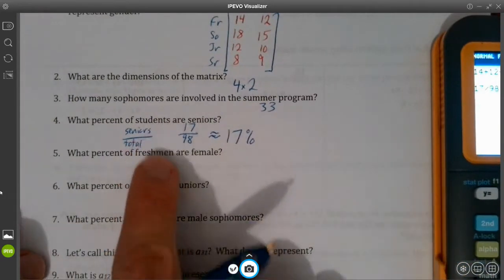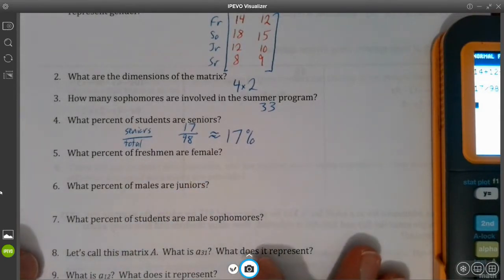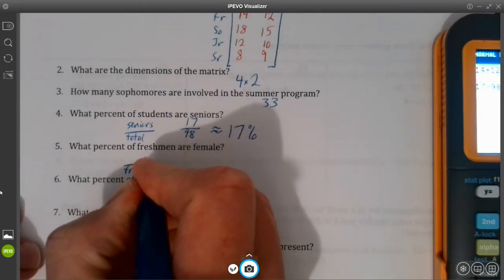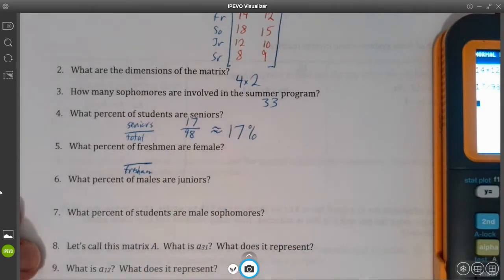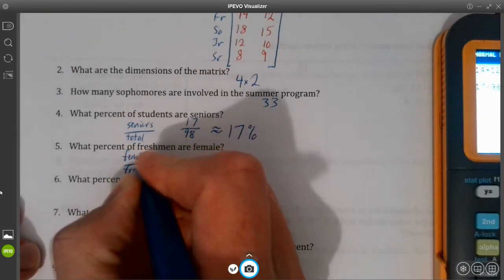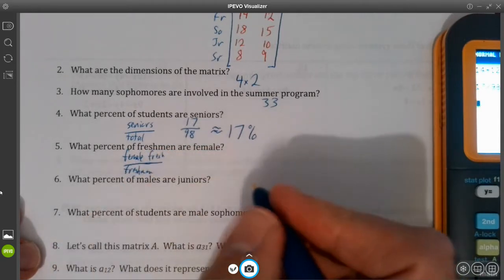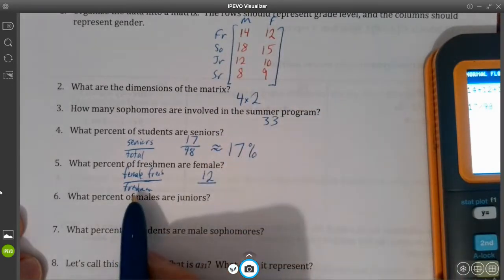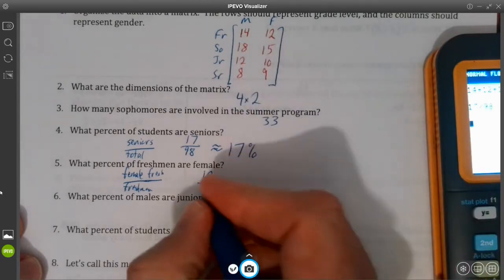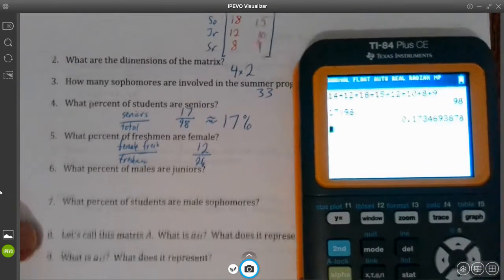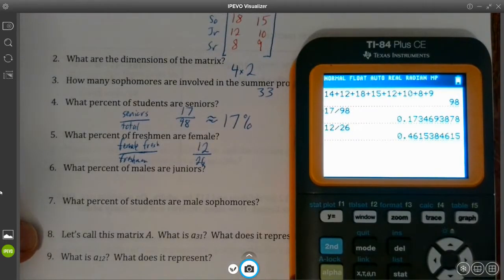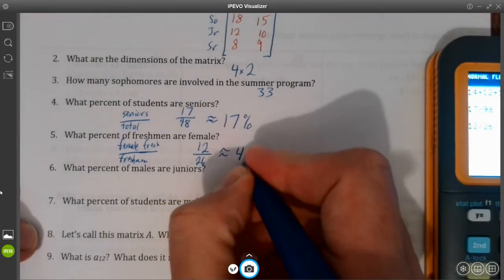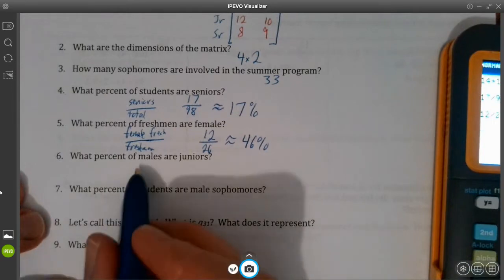What percent of freshmen are female? We have to read these very carefully because when it says what percent of freshmen, then my denominator is freshmen. And the numerator is not females, but actually female freshmen. So female freshmen, looking at my matrix here, is 12 out of the total number of freshmen, which would be 14 plus 12, which would be 26. And whatever 12 divided by 26 is, it's a little less than half. So 12 divided by 26 is going to give me 46. We'll call that 46%. I am going to approximate it. If you don't put the squiggly equal marks, it is okay. 46%.